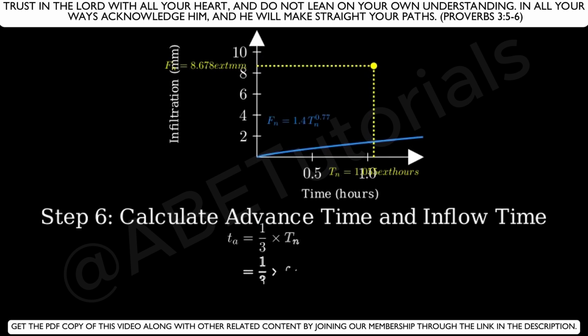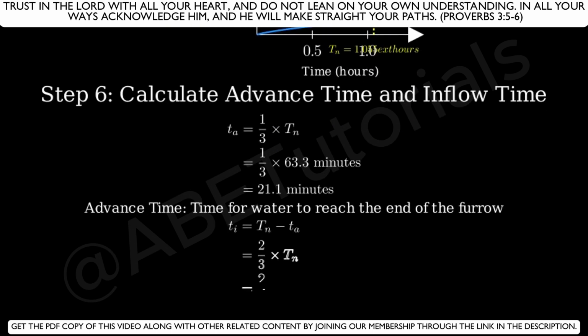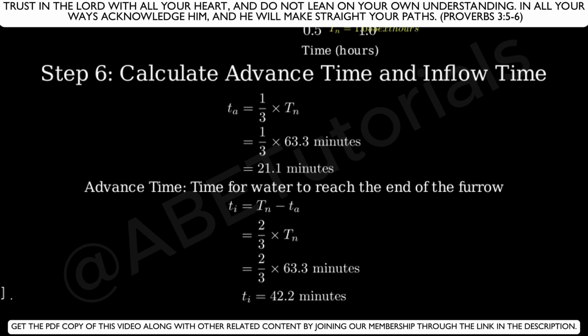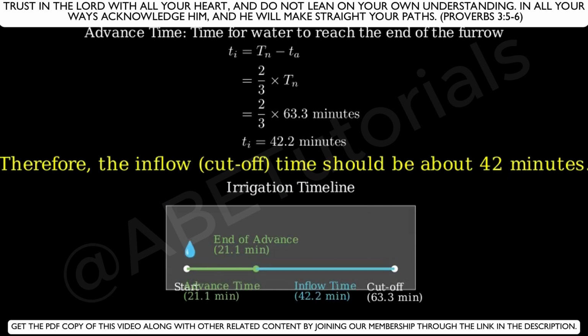This approach allows us to precisely determine the optimal inflow time for irrigation systems, ensuring efficient water use and proper crop hydration. The inflow time of 42 minutes will provide the right amount of water to the root zone while minimizing losses.